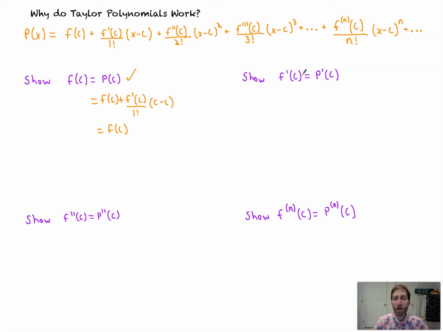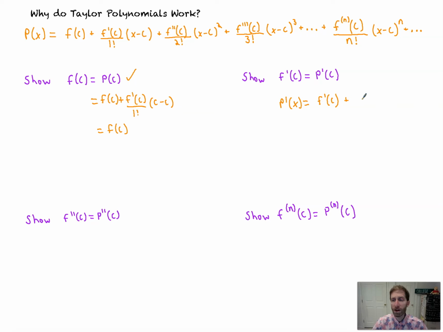Good. Now we've got to show that the derivative at that place is equal. Let's check this out. I'm going to take the first derivative. So p prime of x is equal to, watch what happens. This goes away because that's a constant. And then this right here, we just get the constant left over because all that goes to 1, right? Derivative of c is 0, derivative of x is 1. So that's equal to f prime of c over 1 factorial.